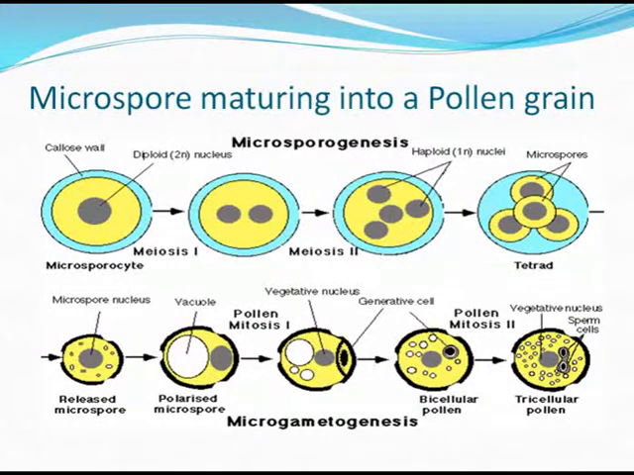The microspores, when they mature into pollen grains, the process is microsporogenesis, and the next is microgametogenesis. In microsporogenesis, meiosis 1 and meiosis 2 take place and a tetrad is formed.